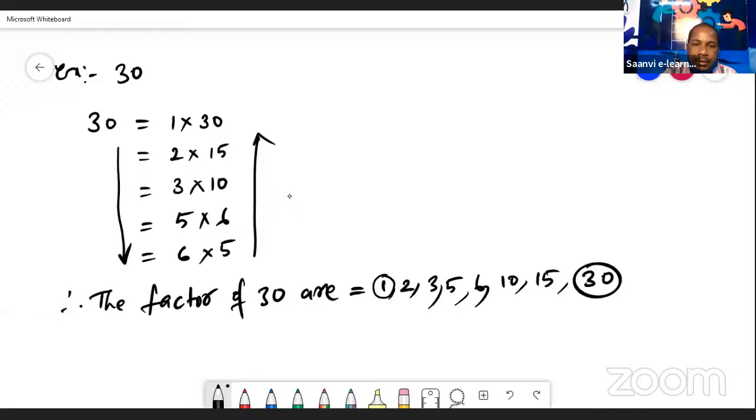So for every number, 1 is a factor and the same number is also a factor. Okay. So these 2 you have to remember, children. For every number, 1 is a factor and the same number is also a factor, right? So this is the way of finding factors, children. So now let us see the next topic.